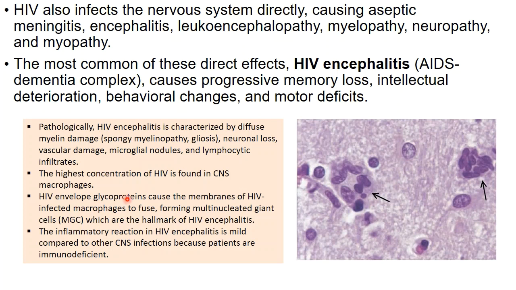HIV enveloped glycoproteins cause the membranes of the HIV-infected macrophages to fuse. So these macrophages characteristically fuse and form the hallmarks of HIV encephalitis, that is, the multinucleated giant cells. The inflammatory reaction to HIV encephalitis is mild, as we have already discussed, compared to other CNS infections, because the patients are characteristically immunodeficient.